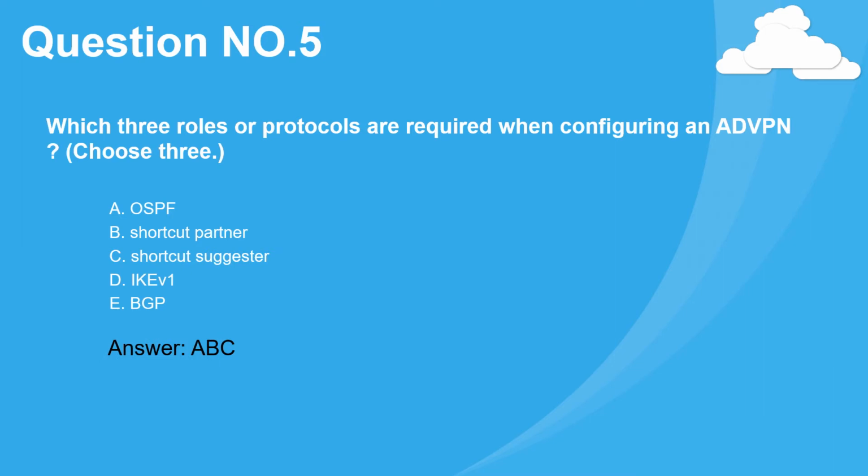Question number 5. Which three roles or protocols are required when configuring an ADVPN? Choose 3. A. OSPF. B. Shortcut partner. C. Shortcut suggester. D. IKEv1. E. BGP. Answer A, B, C.